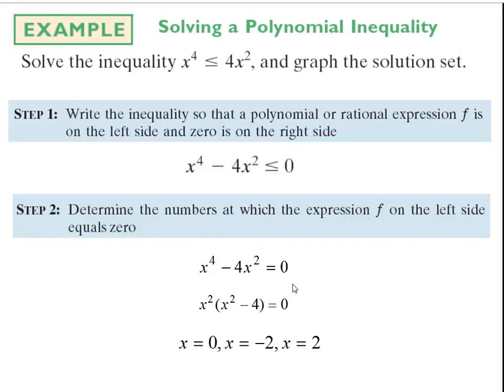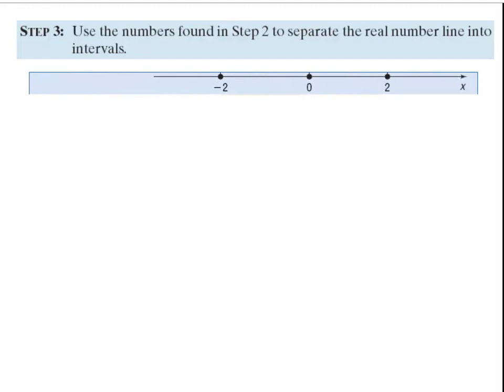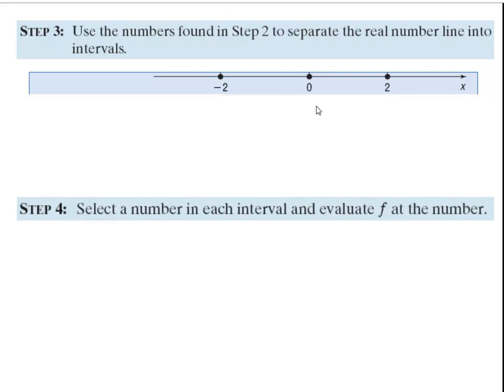Now the next piece would be to split the number line based on those x-intercepts. This is similar to what we did with graphing rational functions. We're going to split up the number line and plot all of our x-intercepts here. And then I'm basically going to pick a number in this interval and see if it satisfies the inequality. I'm going to pick a number in this interval, in this interval, and in this interval. So really similar to what we did with graphing rational functions where we were plotting extra points. And so we're going to select a number in each interval and evaluate the polynomial.